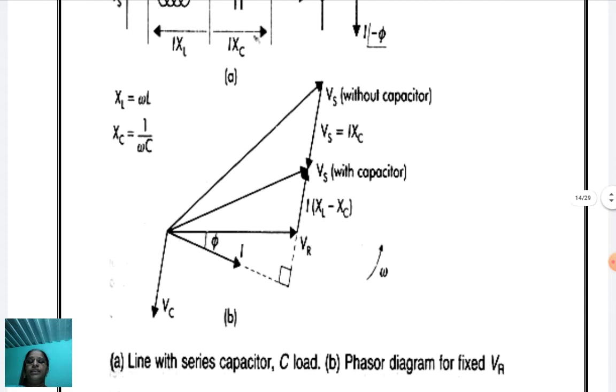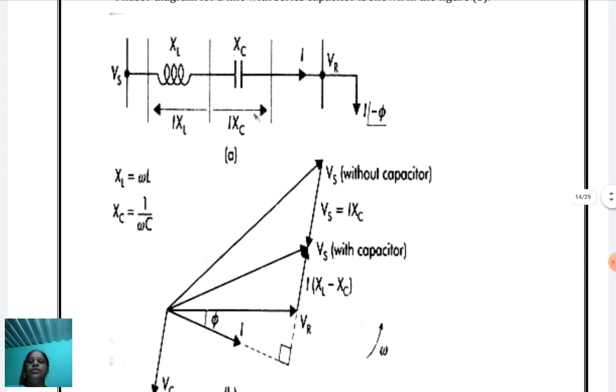Now you see the diagram. Vs means sending end voltage, Vr means receiving end voltage. In between, the inductive reactance XL and capacitive reactance XC are both connected in series, so the current is I only.